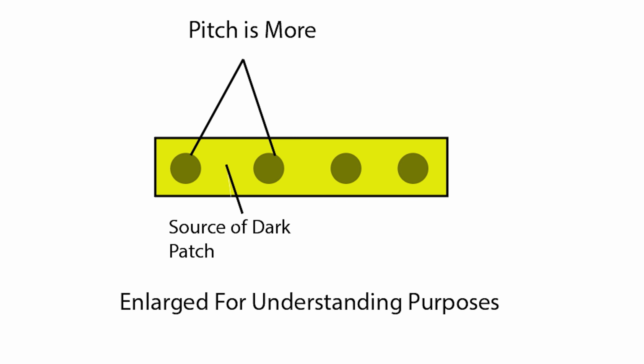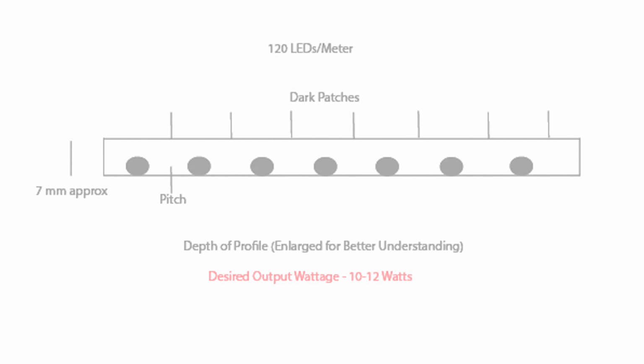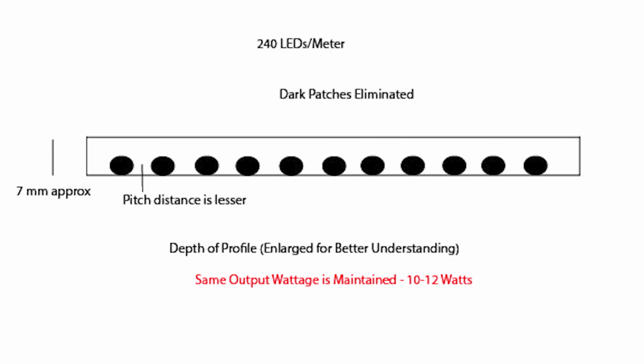Now let's take a profile which has a depth of around 7 mm. The maximum amount of wattage this profile can take is about 10 to 12 watts. Now when you use a 120 per meter LED strip in which the pitch is more and the height of the profile is less, you see dark spots between the pitches. The solution to this problem is to reduce the pitch while maintaining the same 10 to 12 watt output. Since we are a manufacturer, we're the only ones in the market to use a 240 LED per meter strip, drive it at the required 10 to 12 watt output range, but at the same time reduce the pitch to eliminate dark spots.